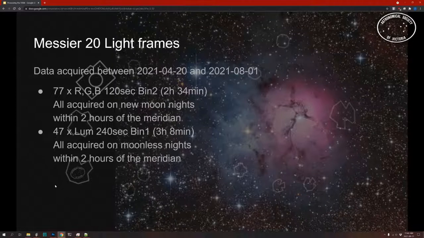I looked at the data over the 3 months that I was capturing it, and I did quick and dirty processing along the way, and I decided that the object was bright enough and that I had enough data by the beginning of August that all the noise sources that could be mitigated in this image had been.